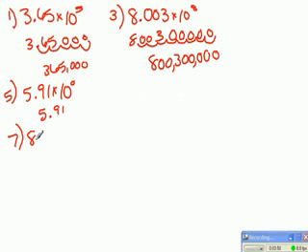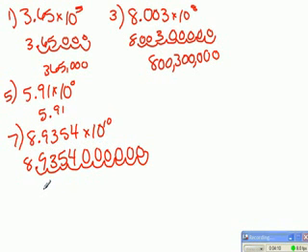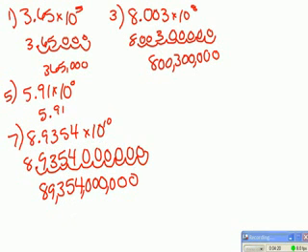Number 7. 8.9354 times 10 to the 10th means I'm going to move that decimal 10 places to the right. So 1, 2, 3, 4, 5, 6, 7, 8, 9, 10. Fill in any zeros you need to, and then rewrite it. Make sure you rewrite it. If you leave that work step as your answer, I will mark it wrong. And you also need to put in the commas.